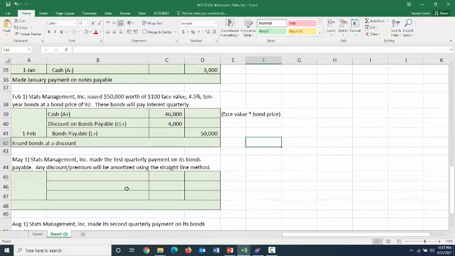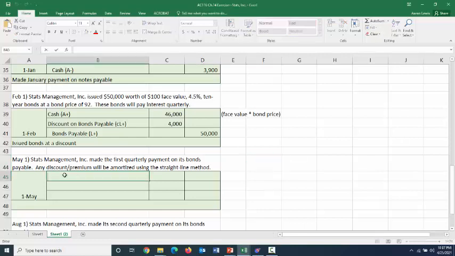Going down to May 1st, we are going to make our first quarterly payment of interest on these bonds payable. And any discount or premium we have is going to be amortized using the straight line method. So here we know firstly that we're going to have to record an interest expense. For how much? Let's figure that out and go back to that in a second. Next, we should take the amortized portion of this discount on bonds payable off of our books.